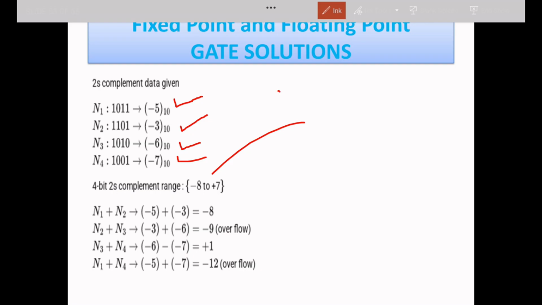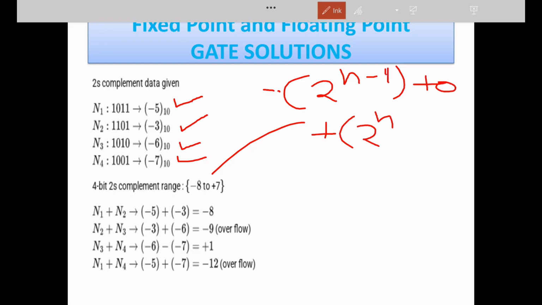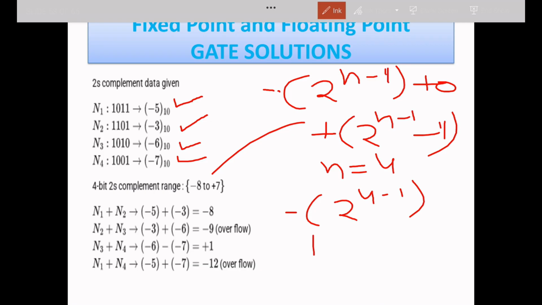I told my range is equal to -2 to the power n minus 1 to +2 to the power n minus 1, minus 1. So if your value n is equal to 4, what is the meaning of this? Minus 2 to the power 4 minus 1, to 2 to the power 4 minus 1, minus 1. So you can see this value is equal to -8 to +7. Already we saw also. Okay, so range is -8 to +7.